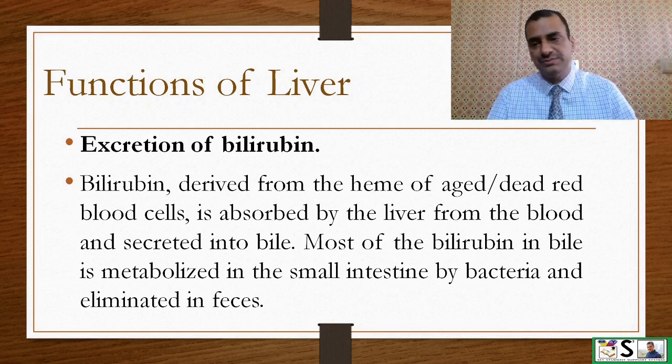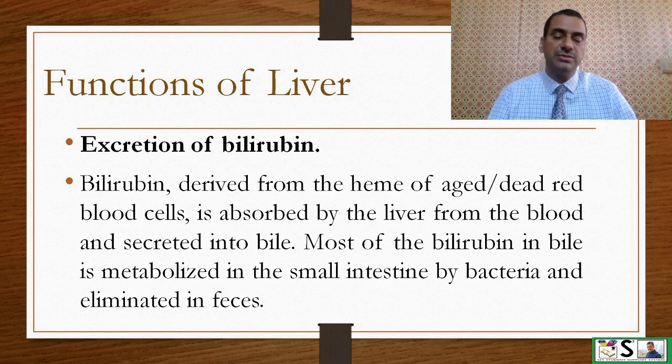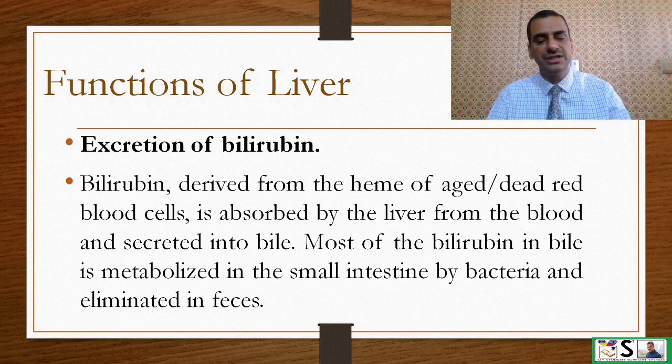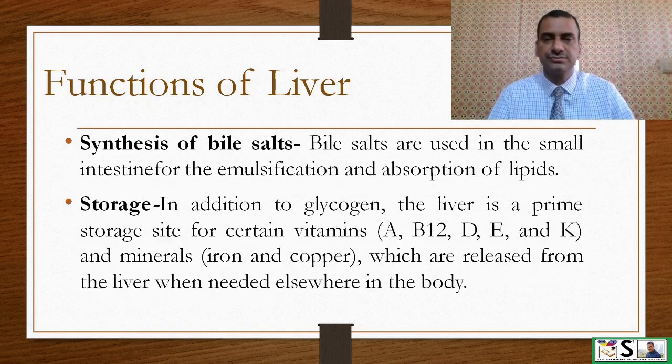Excretion of bilirubin. The bilirubin derived from the heme of aged and dead RBCs is absorbed by the liver from the blood and excreted into bile. Most of the bilirubin in bile is metabolized by small intestinal bacteria and eliminated in the feces. Synthesis of bile salts. Bile salts are used in the small intestine for emulsification and absorption of lipids.